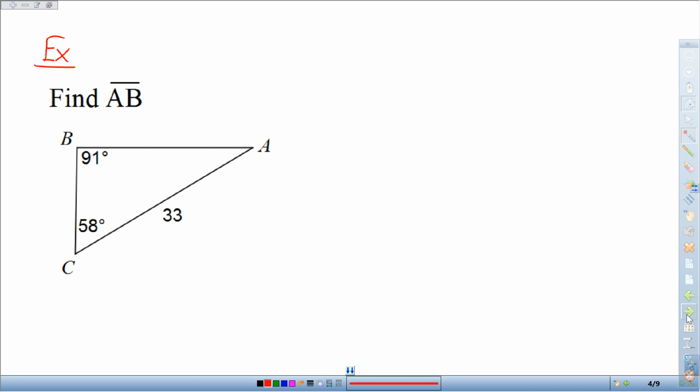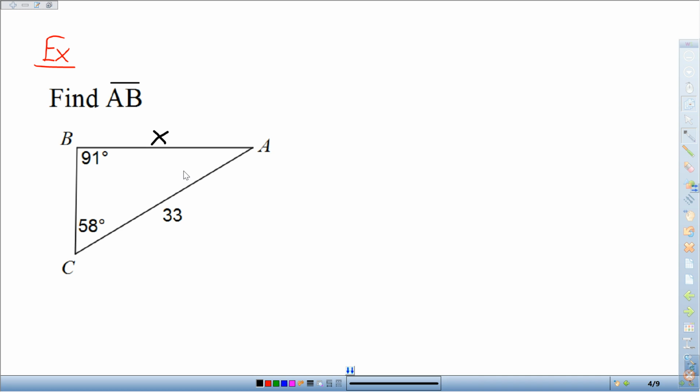Okay, so take a second, copy this example, and we'll look it over. All right, so find AB, segment AB. All right, so here is the side length AB. This is what we're looking for. That's our variable.